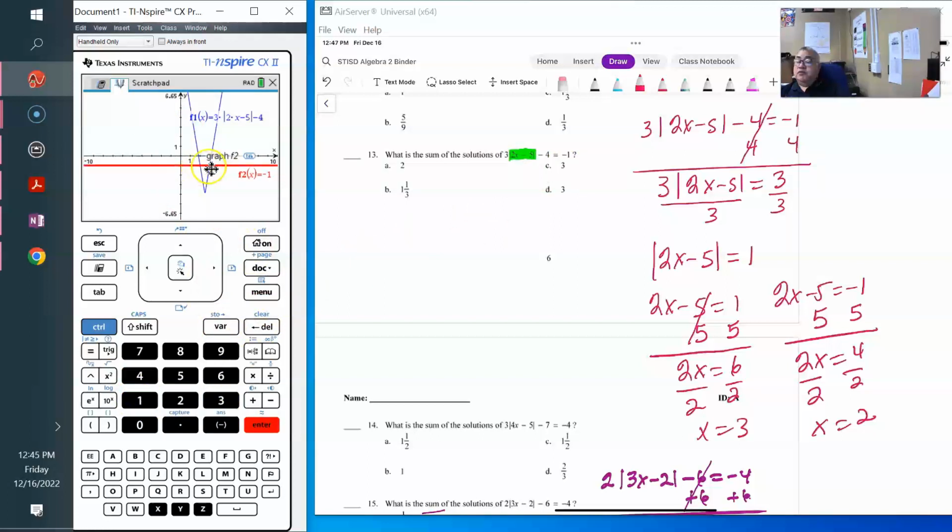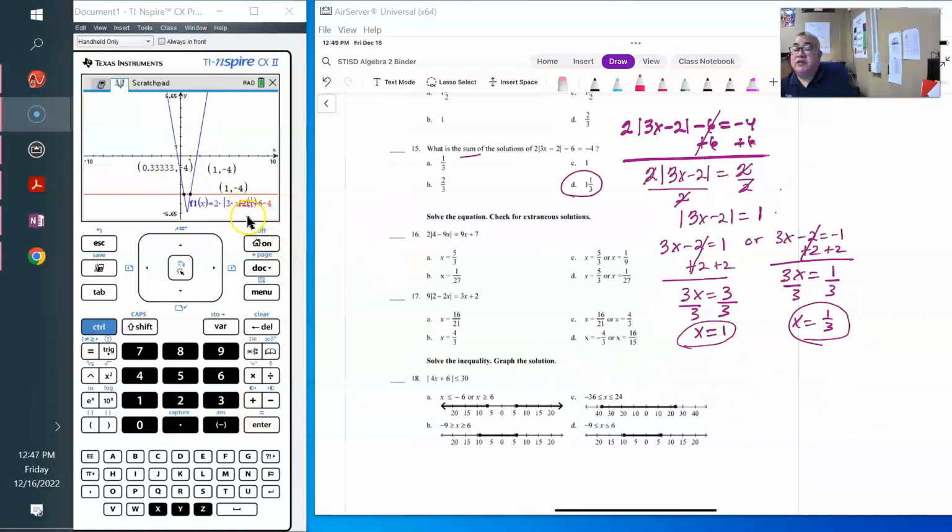And you see how we have 2 intersections? So you want to find those 2 intersections, so go to Math, Analyze Graph, Intersection. So here's the first intersection, which is 2, and here's the second intersection, which is 3. So the intersections are 2 and 3, and that's what we got.